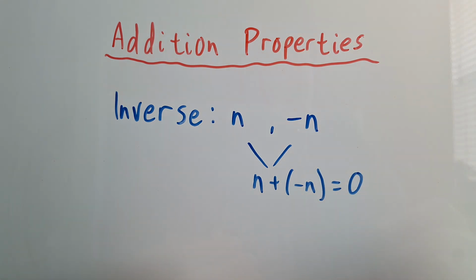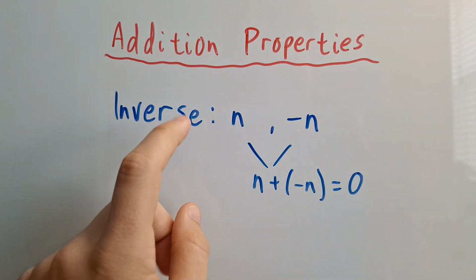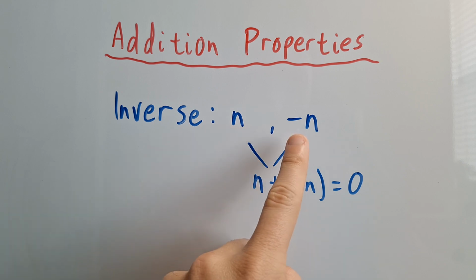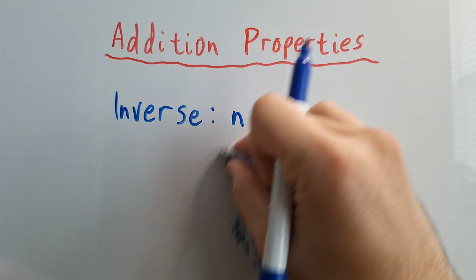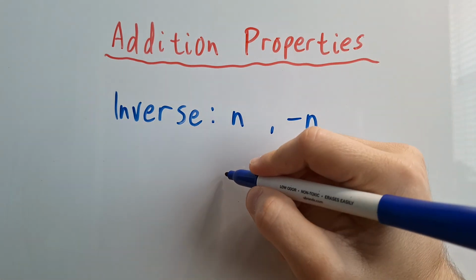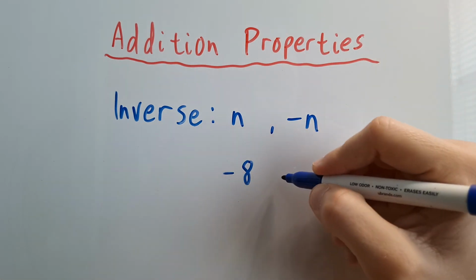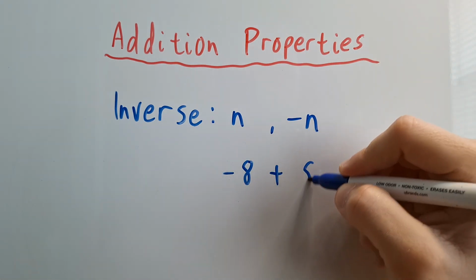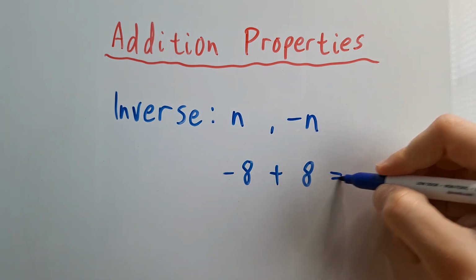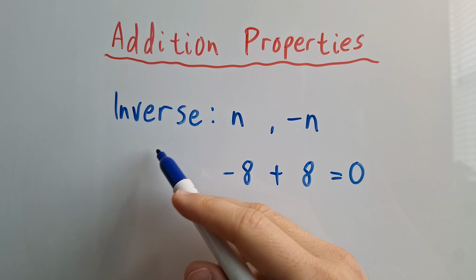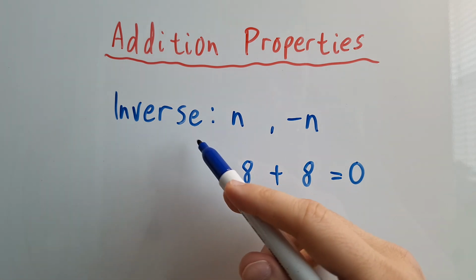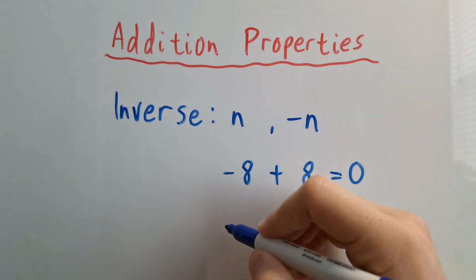So an additive inverse is the quote-unquote fancy term for the opposite of a number. And what this property is saying is that if you add a number and its opposite, you're going to get 0. So here's an example of that. Negative 8, and if you add its opposite, or additive inverse, you get 0. That is the rundown of this property in a nutshell.